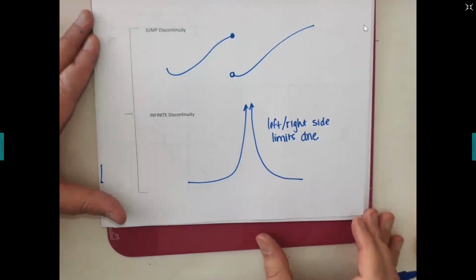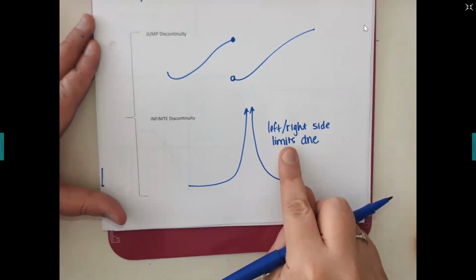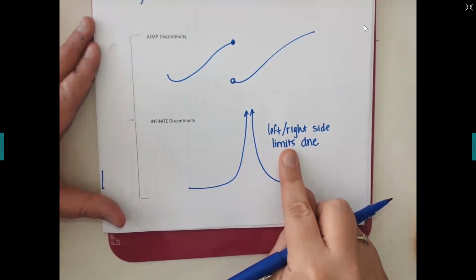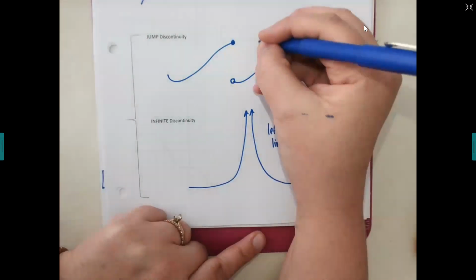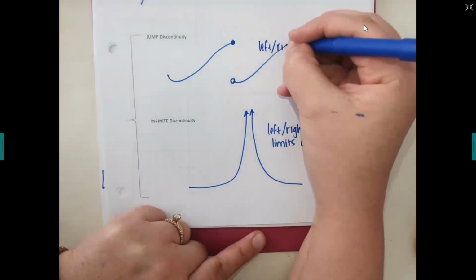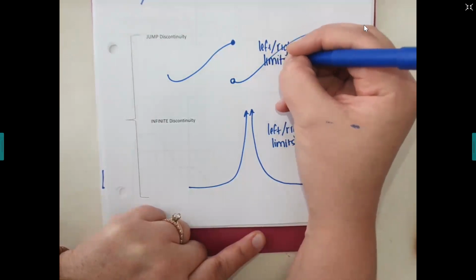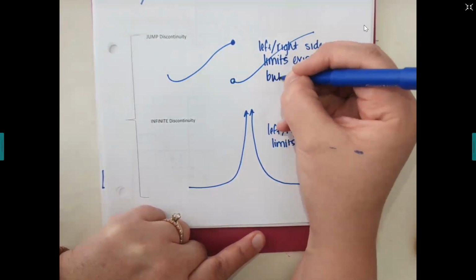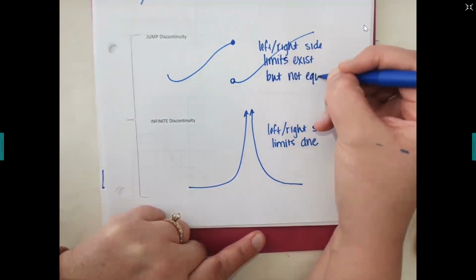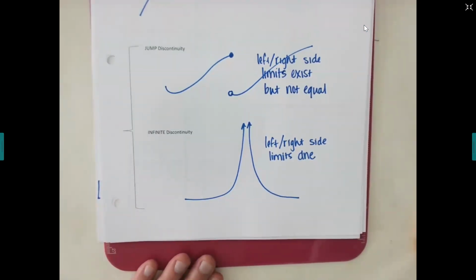Go to your jump. If you have a jump, your left and your right side limits do exist, but what's the problem? Are they the same? No. So we're going to put here your left and right side limits exist, but not equal. For a jump, you have a limit on both sides, but the problem is they don't come out to be the same value.